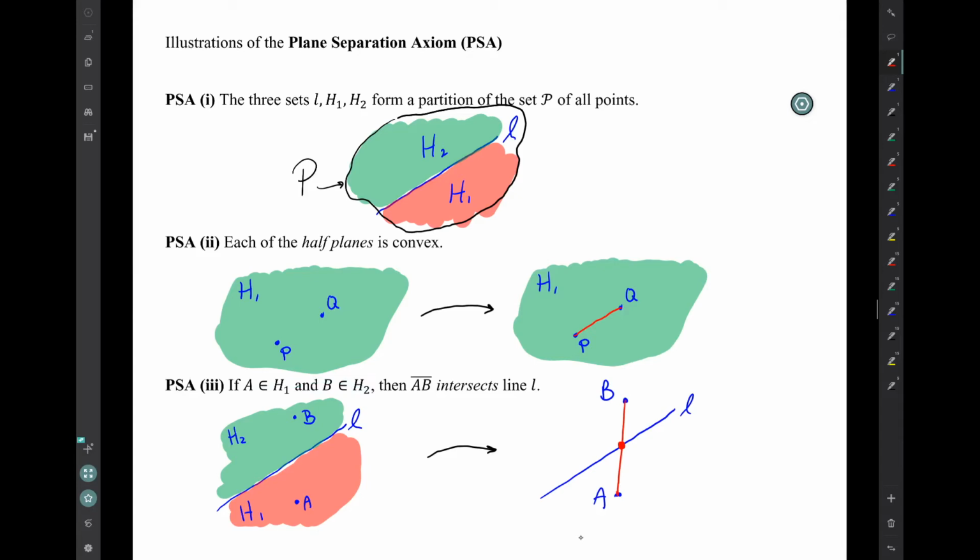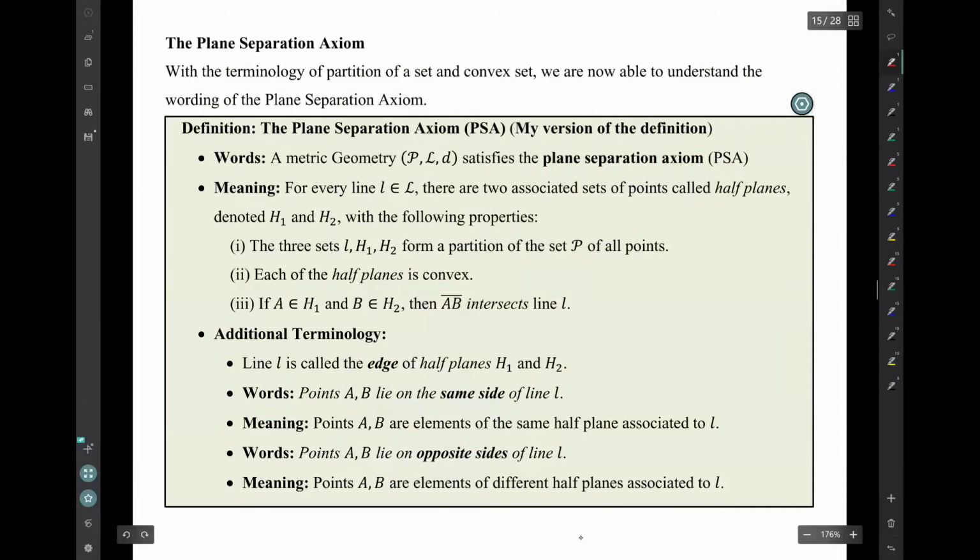So those are illustrations of the statements in the plane separation axiom. Let's go up and look at some more terminology. That line L that's mentioned early on in the meaning of the plane separation axiom is called the edge of half-planes H1 and H2. And these words, to say that points A and B lie on the same side of line L, just mean that they're elements of the same half-plane. So a picture like this.